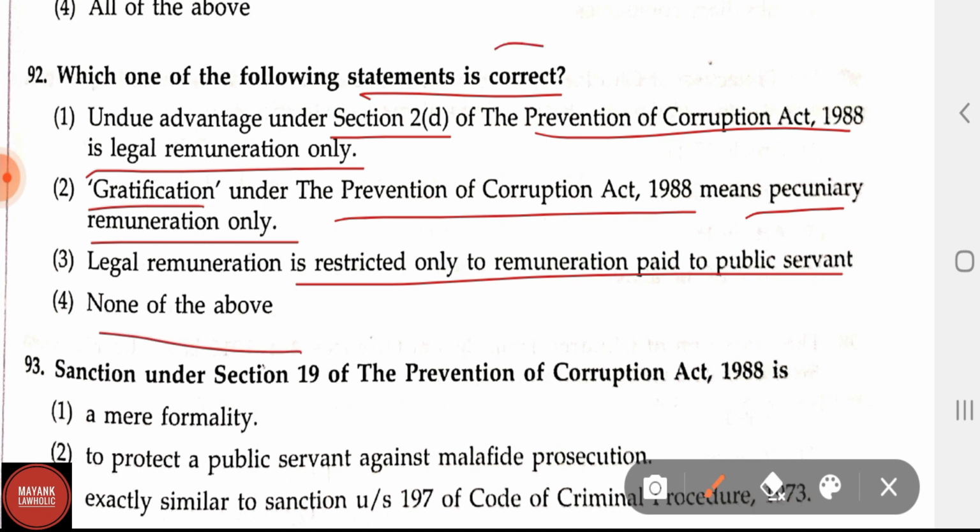In this question, the correct statement is asked. None of the statements given are the correct answer, so the option is option 4, none of the above. Now let us see question number 93.